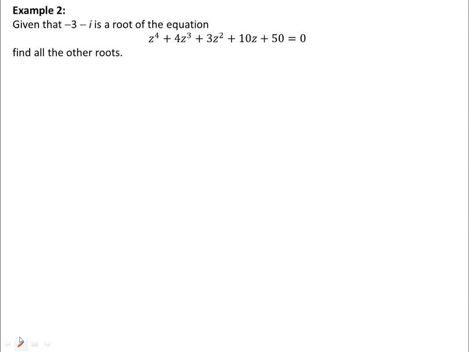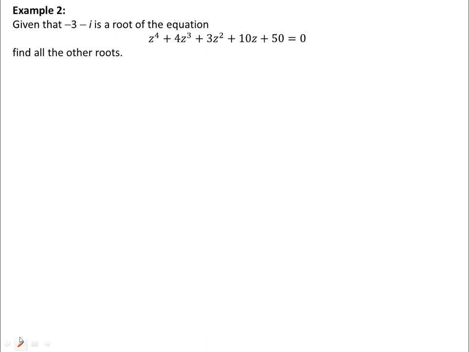So, another example. We're told that minus 3 minus i is a root of the equation z to the 4 plus 4z cubed plus 3z squared plus 10z plus 50 equals 0. And we're asked to find all the other roots.